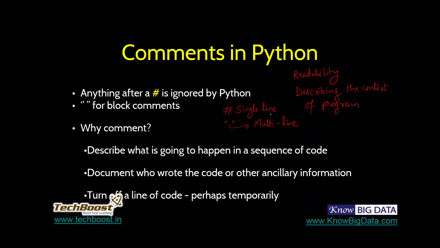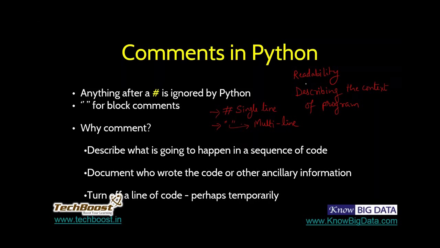So typing in, let's say, our description of the function. We wrote a function and we want to tell what this function does. If our function can be described using a single line, we would use a single line comment. If it has to be described using multiple lines or a paragraph, we should use multi-line comments.